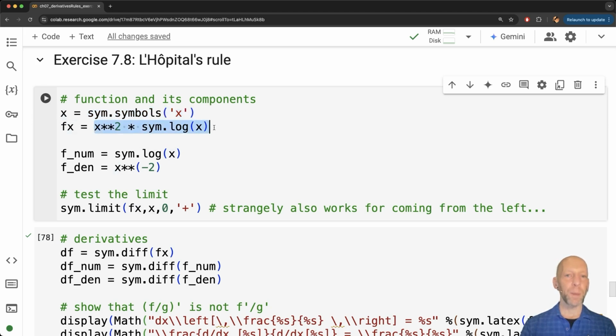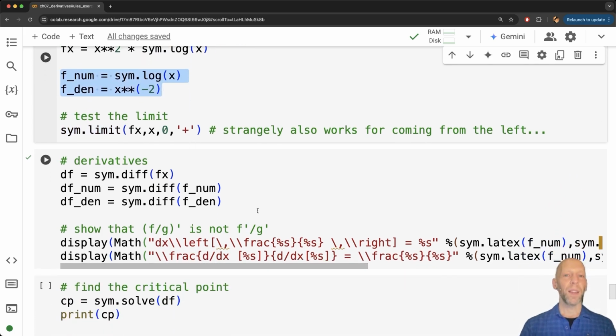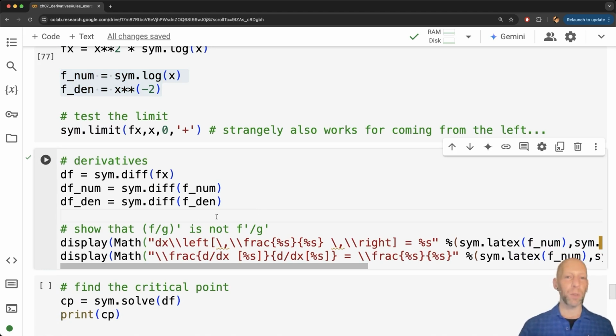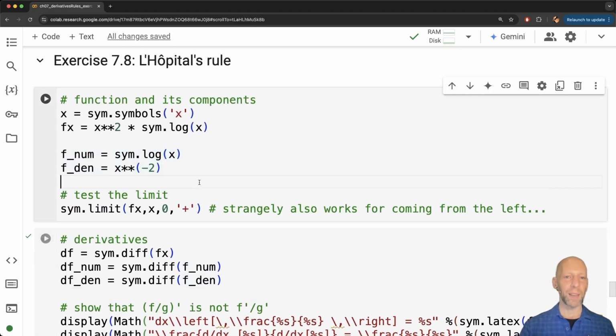Here is the function, x squared times the natural log of x. And here I define the two individual parts of this function that will allow us to use L'Hopital's rule. Now that's the theory. We don't actually need to apply L'Hopital's rule here because SymPy is just going to calculate the limit, as I will show you in a moment. But this does allow us to confirm the quotient rule in the next cell. I'll get to that in a second.